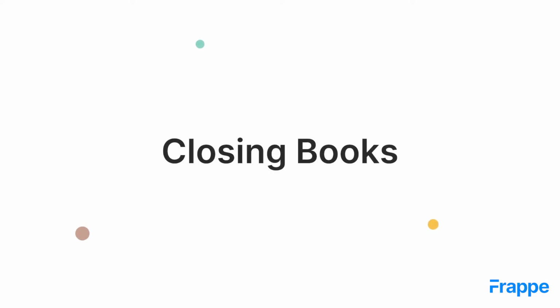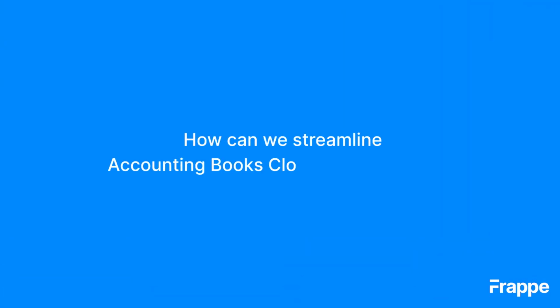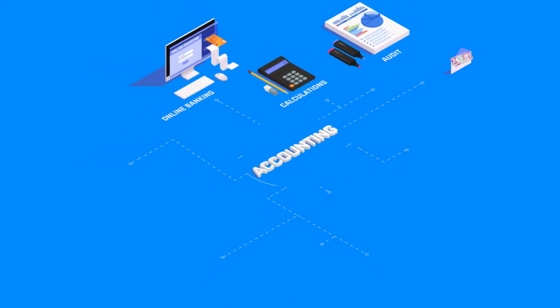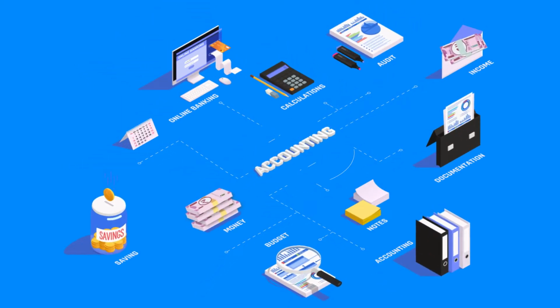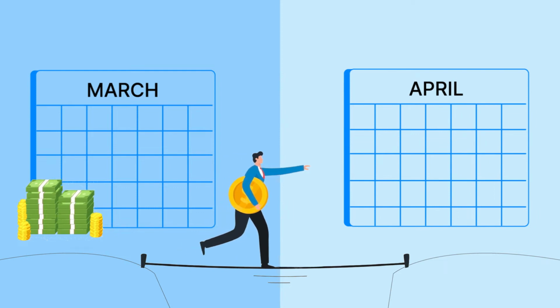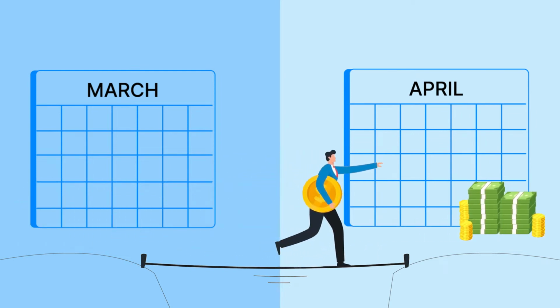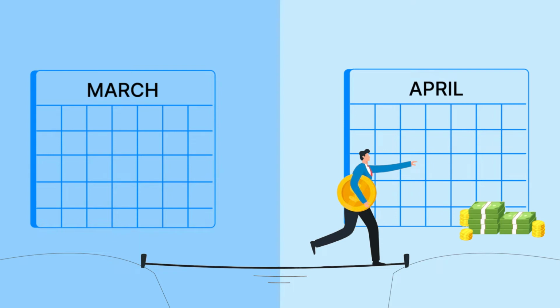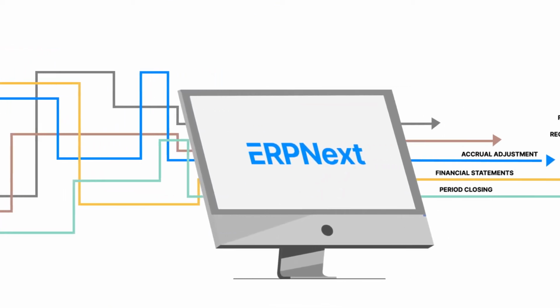By the end of this chapter, we will be able to understand how we can streamline accounting books closing with ERPNext. We know that it is very important to manage accounting operations for the smooth functioning of an organization. One of the significant operations is to manage the opening and closing of the accounting book, typically, which happens at the start and end of each month or as defined by the organization. Now, let's see how we can streamline these operations in ERPNext.